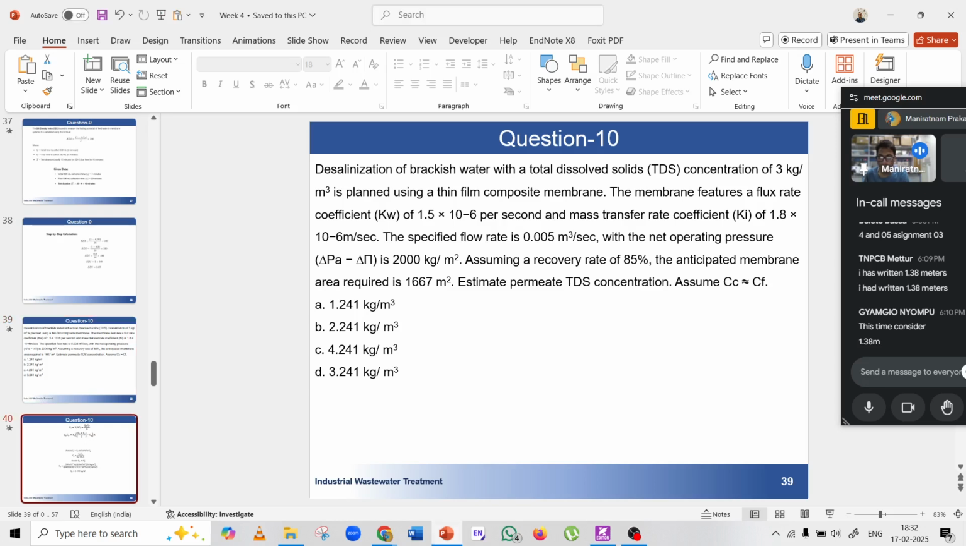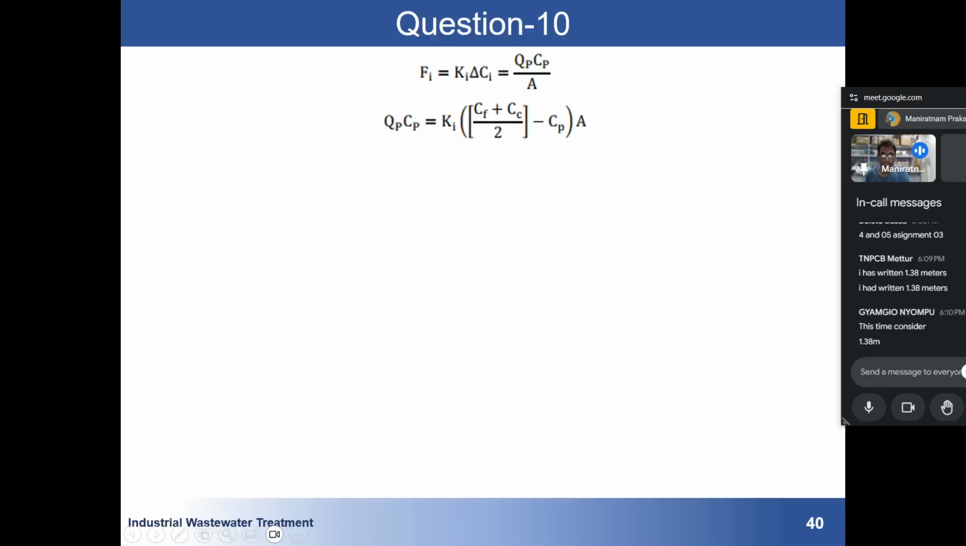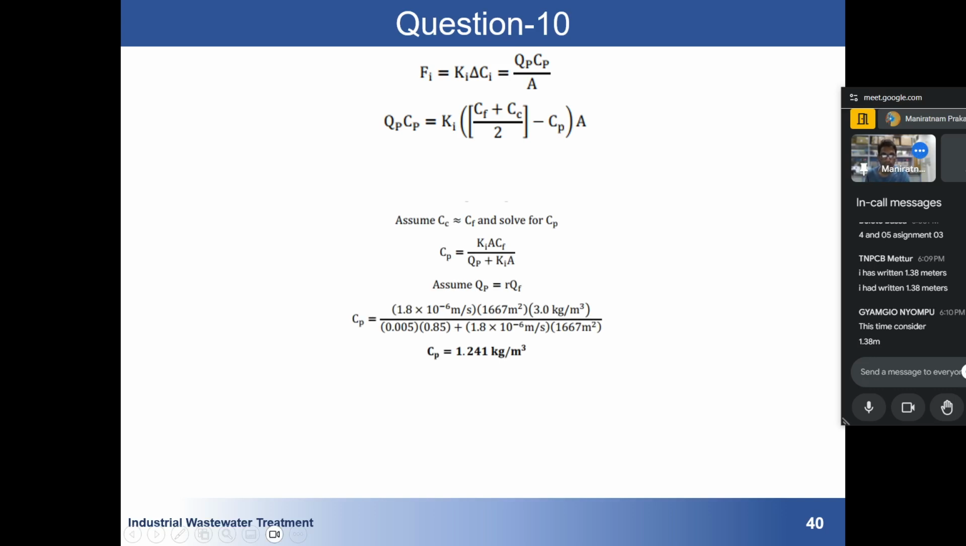So this was all about this, and here you can see that this is my final solution. Fi is equal to Ki into delta C, that is Qp into Cp by A. Ci means the initial concentration, meaning the permeate concentration they are talking about. C is the concentration gradient. Again, in the question itself, they have written that we have to assume this permeate concentration.